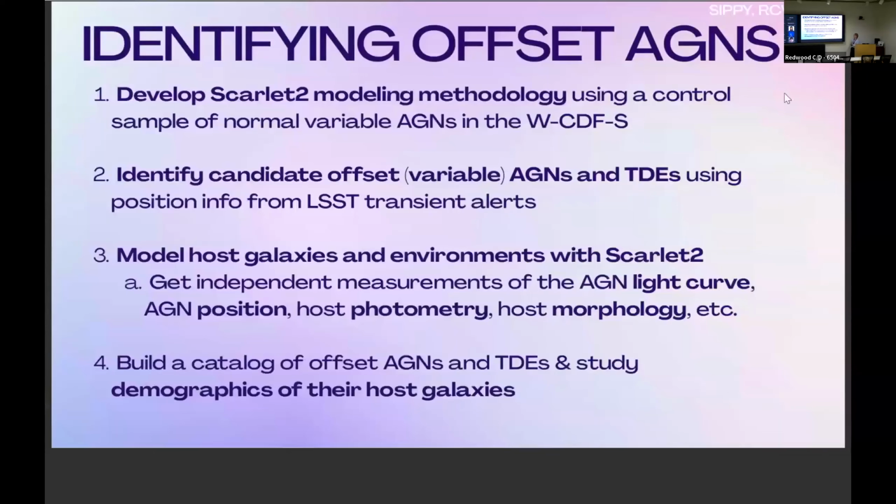Okay. So basically the plan for this project is first to develop the Scarlet 2 modeling methodology using a control sample of just regular old AGNs that live in the middle of their galaxies, to make sure that the method isn't spuriously finding that every single galaxy has an offset AGN. And then once we start getting prompt products with the LSST transient alerts, we're going to start searching for actual candidates, model those galaxies and their environments with Scarlet 2, from which we can retrieve independent likelihoods for the AGN, position for the AGN, photometry for the host galaxy, and morphology models, and then hopefully eventually build a catalog of these sources.